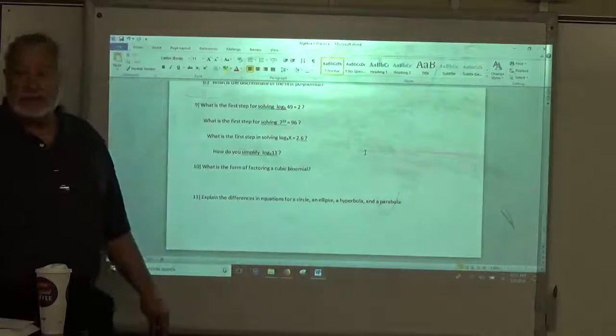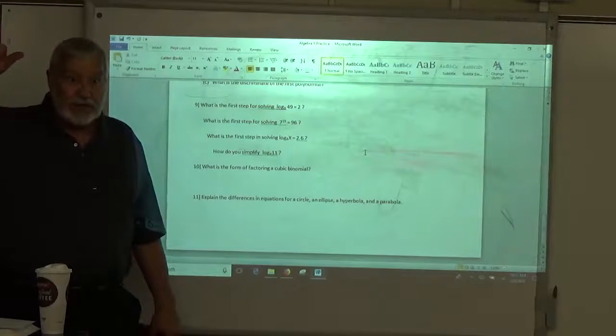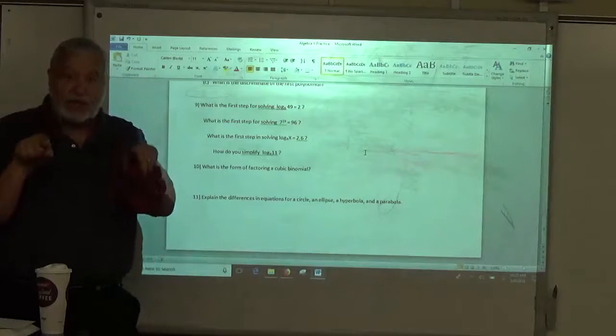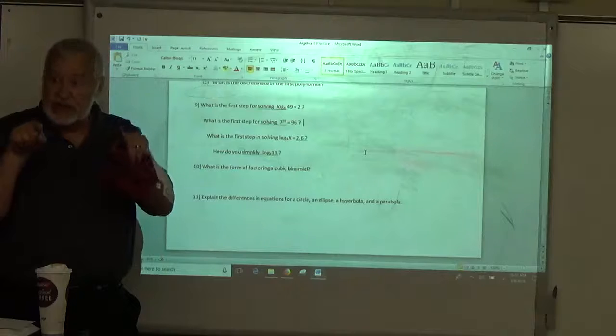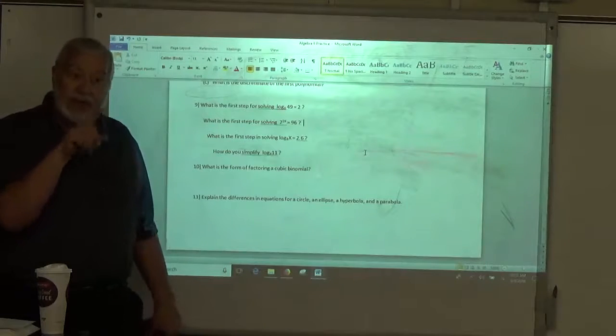How do you spell ellipse? Ellipse, it equals 1, right? The two numbers on the bottom are the squares of the distances, and they both have to be positive.